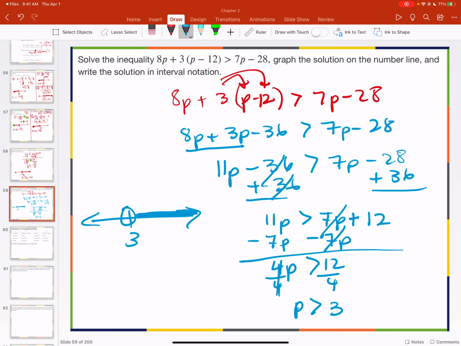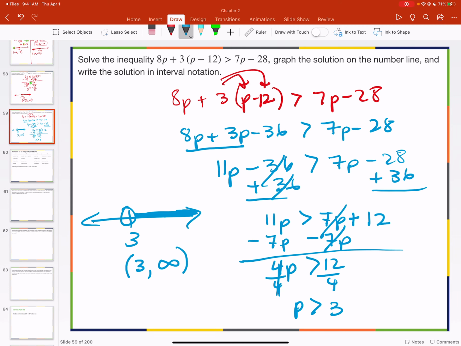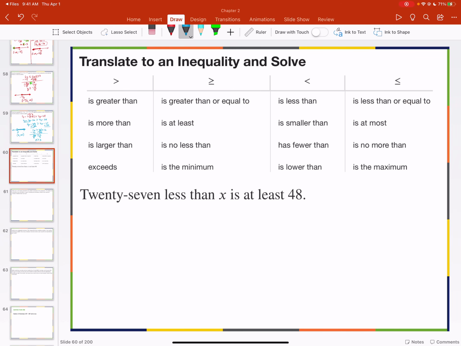Now, interval notation, you can easily do so. It starts at 3, the graph starts at 3, and then continues on to infinity. Okay. All right, so let's talk a little bit more about, last thing is word problems. So how do we know when to use inequalities in word problems? I'm glad you asked that.